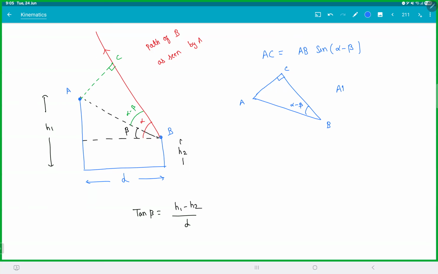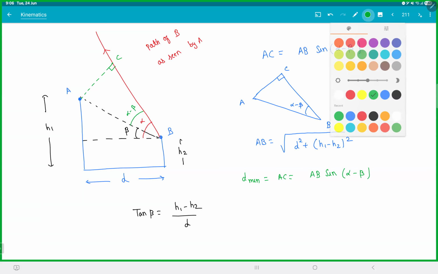What is AB? We can use the Pythagoras theorem: AB is the square root of D squared plus H1 minus H2 whole squared. So I know AB also. I know alpha, I know beta. This is what I said, numbers are bad. So that's your minimum distance. AC is your minimum distance. So D minimum is AC, which is AB, whose value I know, times sine alpha minus beta. I know alpha, I know beta. That'll be your answer.